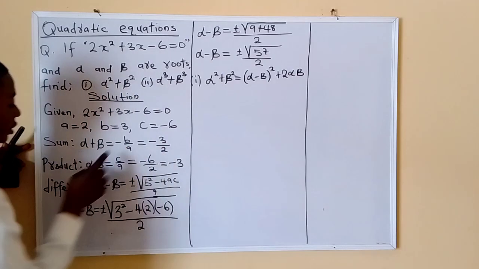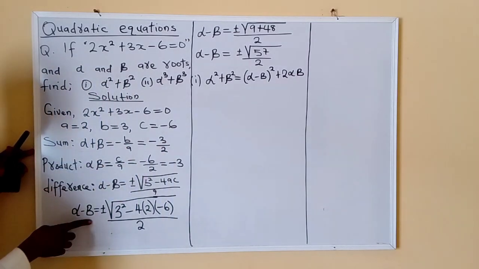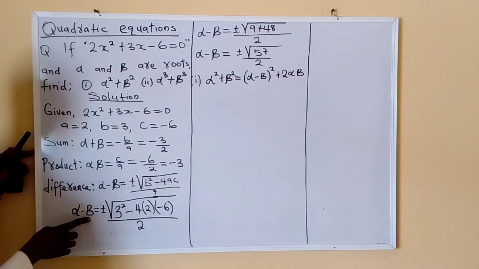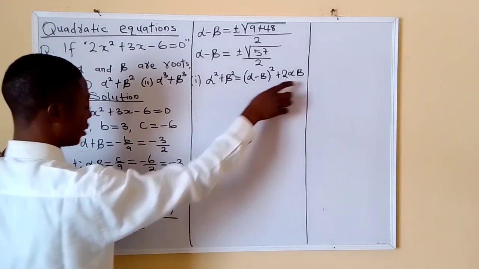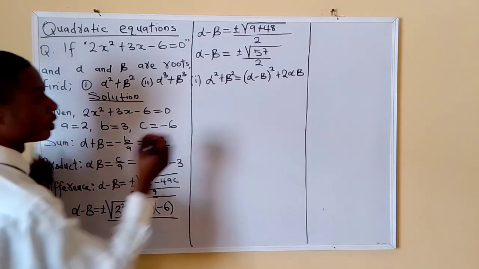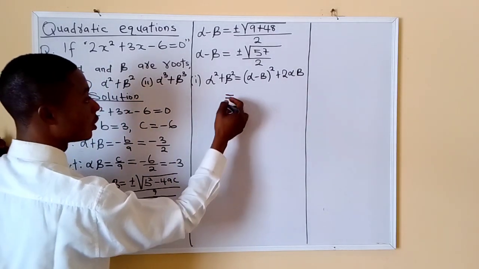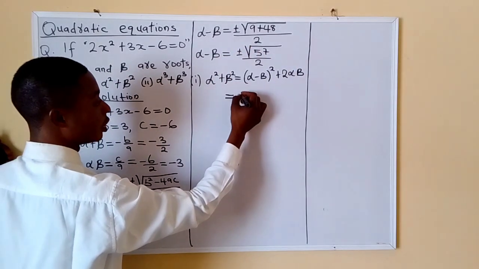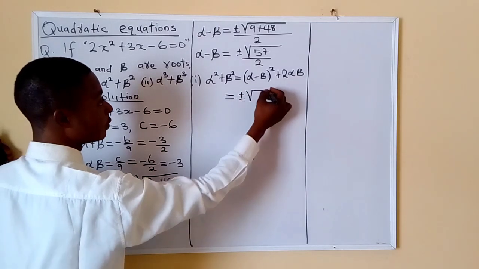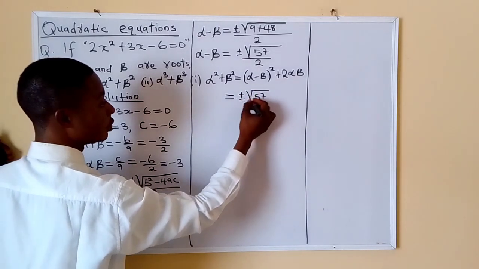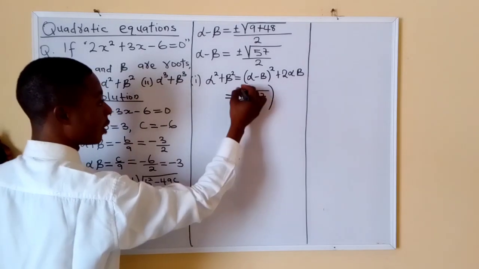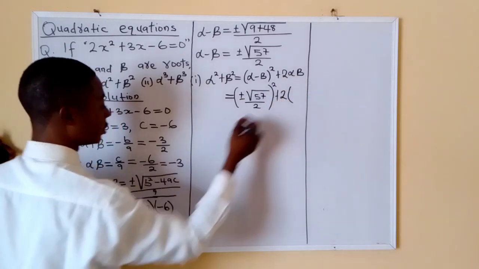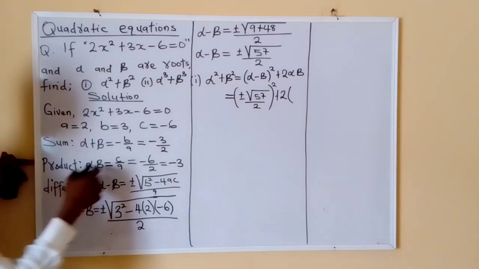Now you can see that from this factorization, for us to get a numerical value here, we need alpha minus beta. For us to replace ab here, we need alpha beta. So if we replace it, this will be equal to alpha minus beta, which we have solved here. Look at it. It is plus or minus the square root of 57 divided by 2, raised to the power of 2, plus 2 times our alpha beta, which is minus 3.